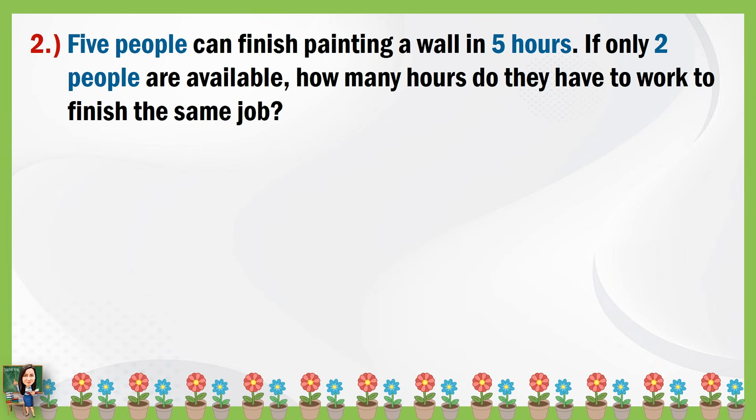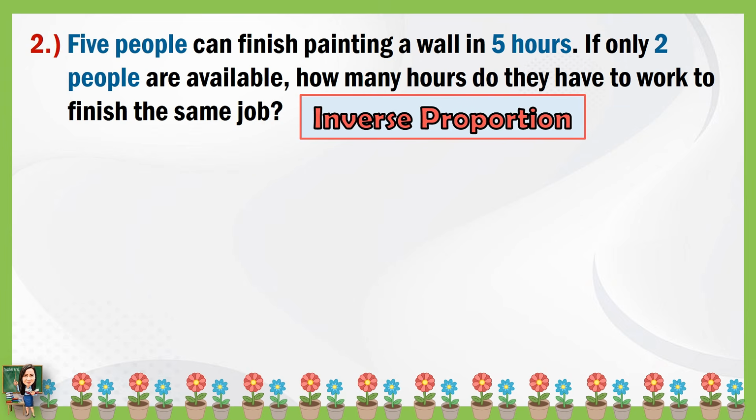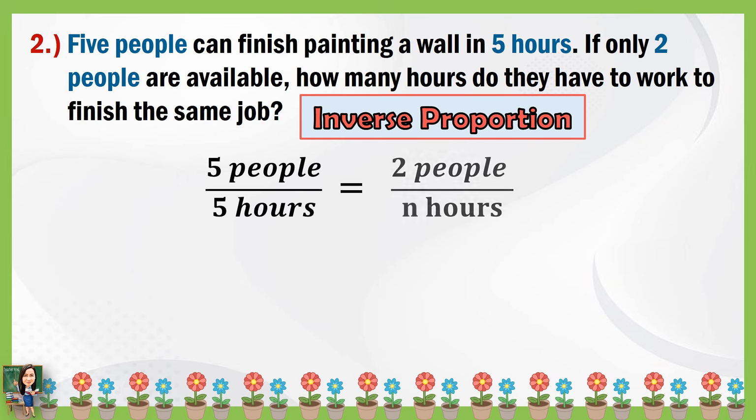Number 2. 5 people can finish painting a wall in 5 hours. If only 2 people are available, how many hours do they have to work to finish the same job? This is an inverse proportion. So 5 people is to 5 hours equals 2 people is to n hours.